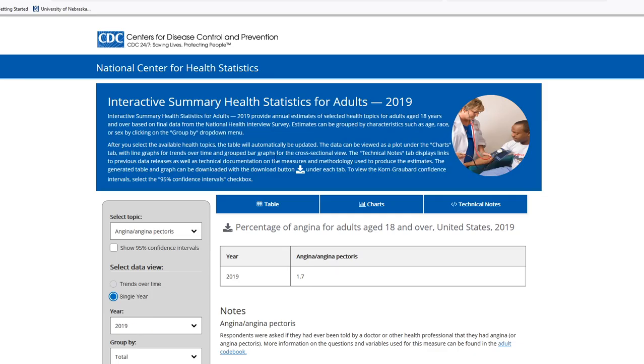CDC again. CDC has very good data for social epidemiology. I suggest you go to CDC first if you want to save time. Who knows? Finals is coming. You have other finals, you have other papers due. So if you want to take a shortcut, I suggest you go to the CDC website first, okay?